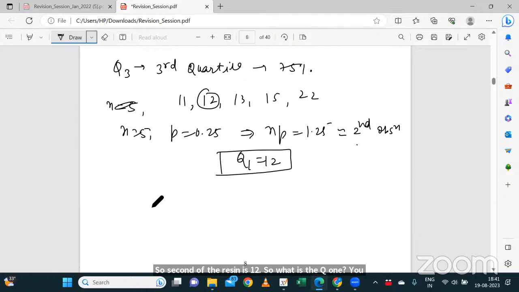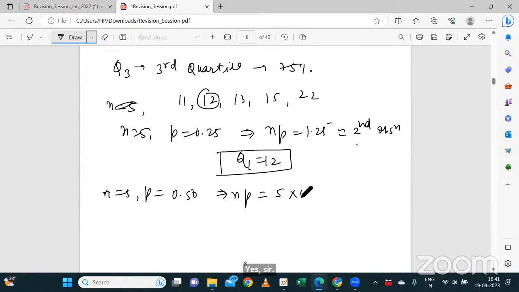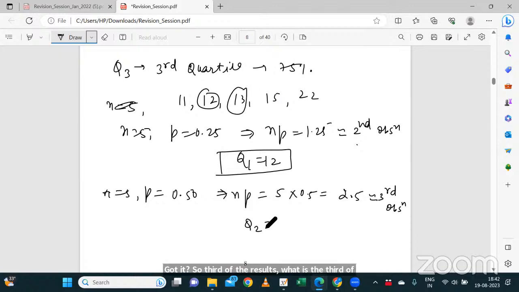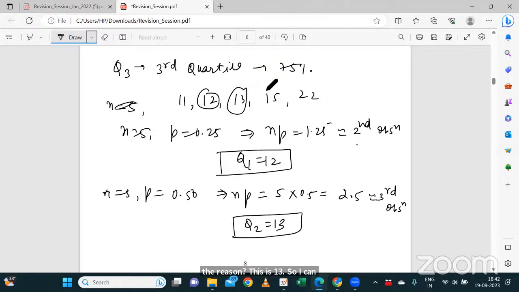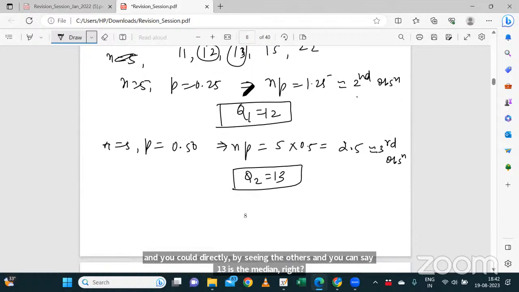What about the 50th percentile? n is 5, p is 0.50. So what will be the value of np? 5 into 0.5 is 2.5, right? That means we have to take the third observation. So what is the third observation? It is 13. So I can say Q2 is 13, and you can directly see from the observations that 13 is the median. It's the middle observation, which divides my data set into two equal parts, correct?